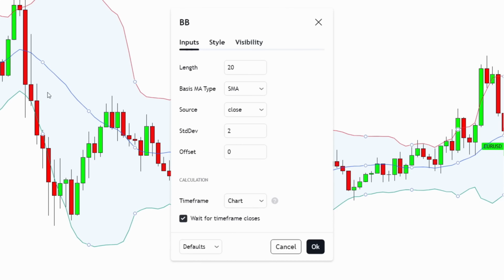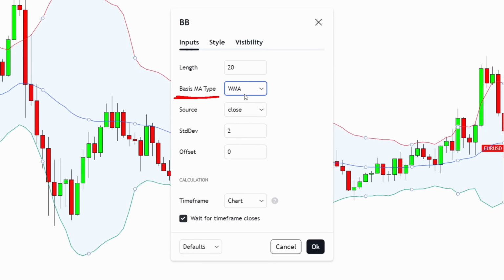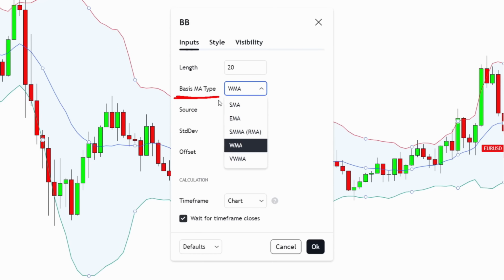The next setting right here says basis moving average type. On this setting, you can actually change the moving average. For example, the standard setting is simple moving average, but if we want to use an exponential moving average, we can simply use the EMA. This will actually be a pretty significant change to the Bollinger Band. We also have the SMMA, we have the WMA, the weighted moving average, and so on and so on.